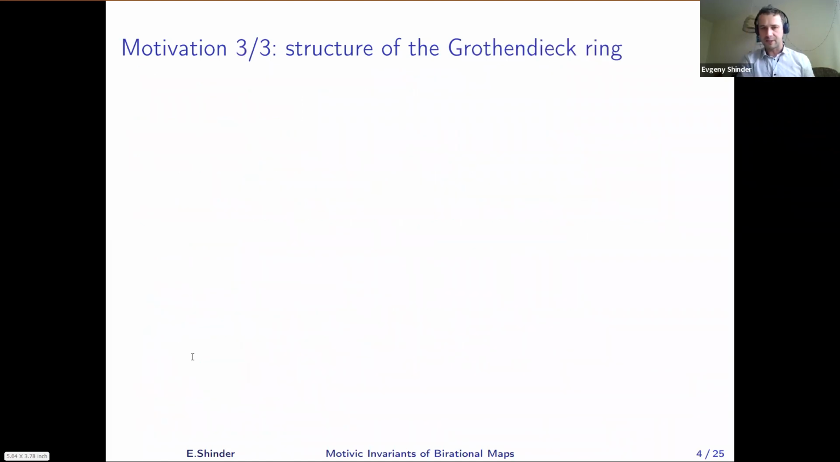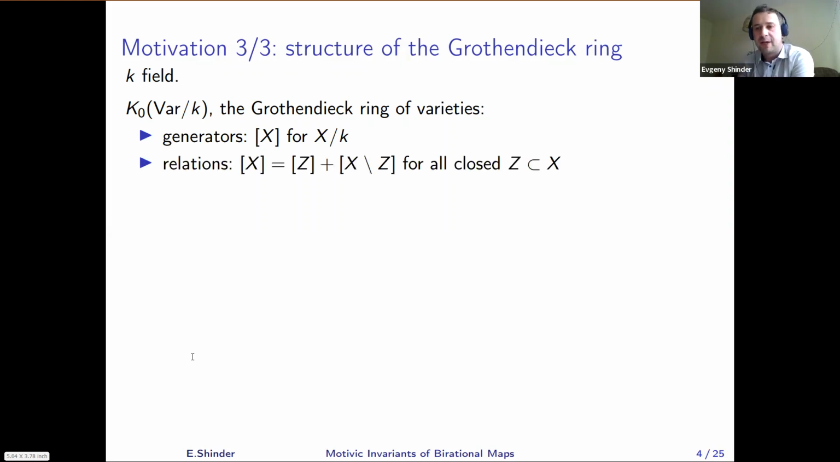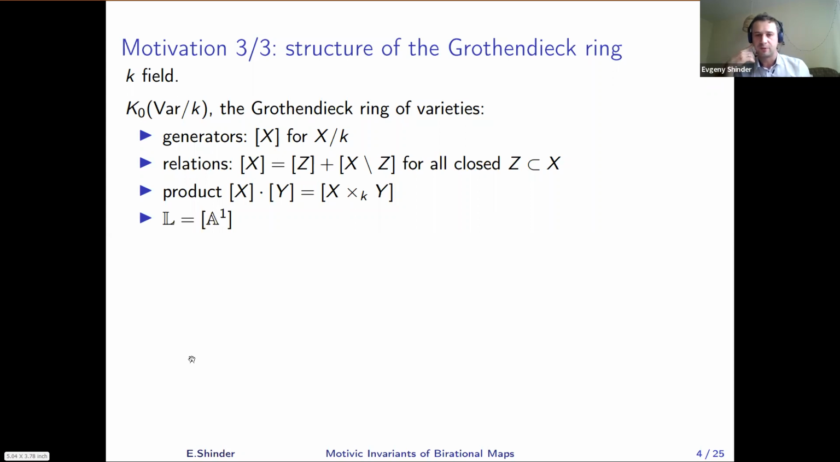And finally, a subject which is interesting to me, the motivic in the motivic birational map. It's a baby version of motives, the Grothendieck ring of varieties. For every field, there's the following well-known ring defined by Grothendieck in the 60s. Generators are isomorphism classes of varieties over K, and relations come from cut and paste relations or scissor congruences. So for every closed Z, you impose one such relation. It's a ring under the product of varieties over K. And the relevant element for us is the Lefschetz class of A1.